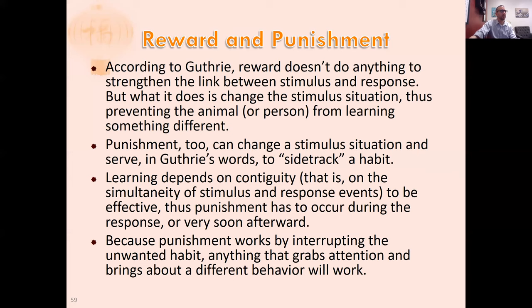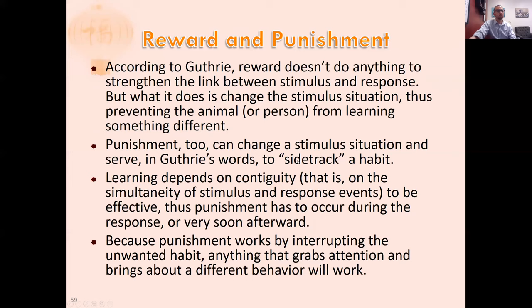What about reward and punishment? So according to Guthrie, rewarding a behavior doesn't do anything to strengthen stimulus and response. Again, it's all or nothing. When you have a certain stimuli and you do a certain thing, you learn it. It's ironed in. What reward does is it changes the stimulus and situation so that the animal or the person doesn't learn something different, doesn't learn something contrary to what it's supposed to be learning. Punishment can change a stimulus situation and serve, in Guthrie's words, to sidetrack a habit.